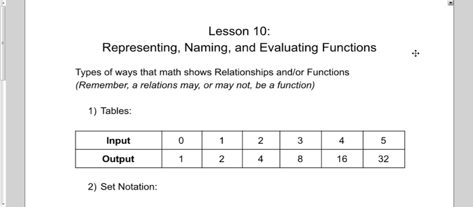I am starting lesson 10 with you all today. So we're going to represent, name, and evaluate functions today. We do functions in a few different ways, but the thing I want you to remember is all the things about a function that Mr. Kaz talked about in the last lesson are still true. We'll go over exactly what that means in a minute. But let's go over ways that we can represent a function.